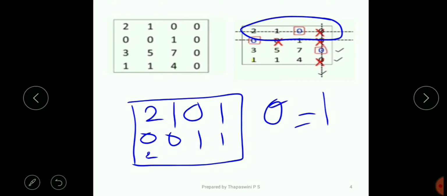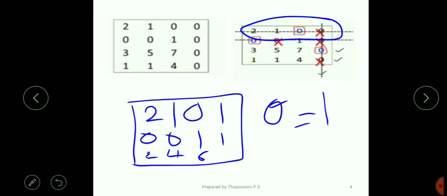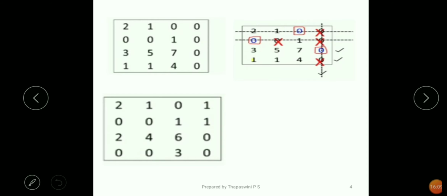Next 5 minus 1 becomes 4. Next 7 minus 1 becomes 6. Next 0 is covered by one line, so keep it as it is. And then the fourth row: 1 minus 1 is 0, 1 minus 1 is 0, 4 minus 1 becomes 3, and 0 is covered by one line, so keep it as it is. So this is the matrix we get after reducing the matrix.